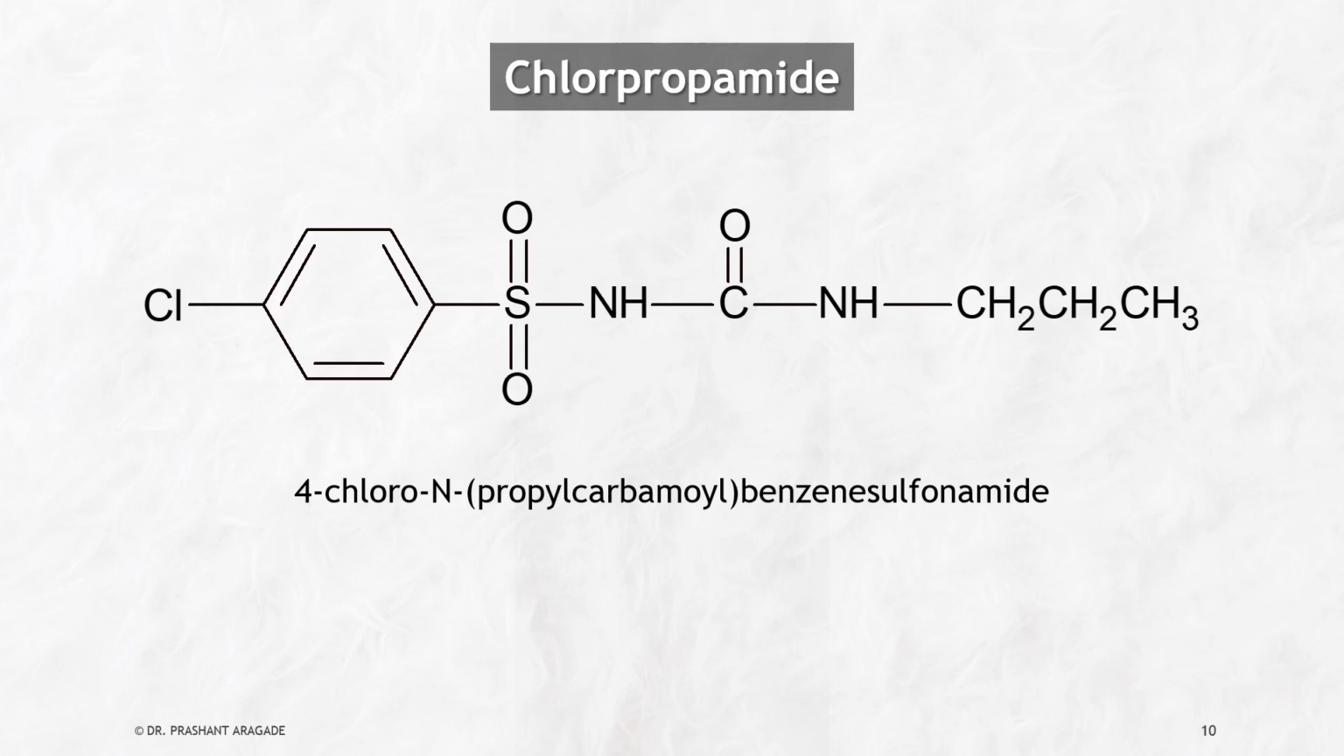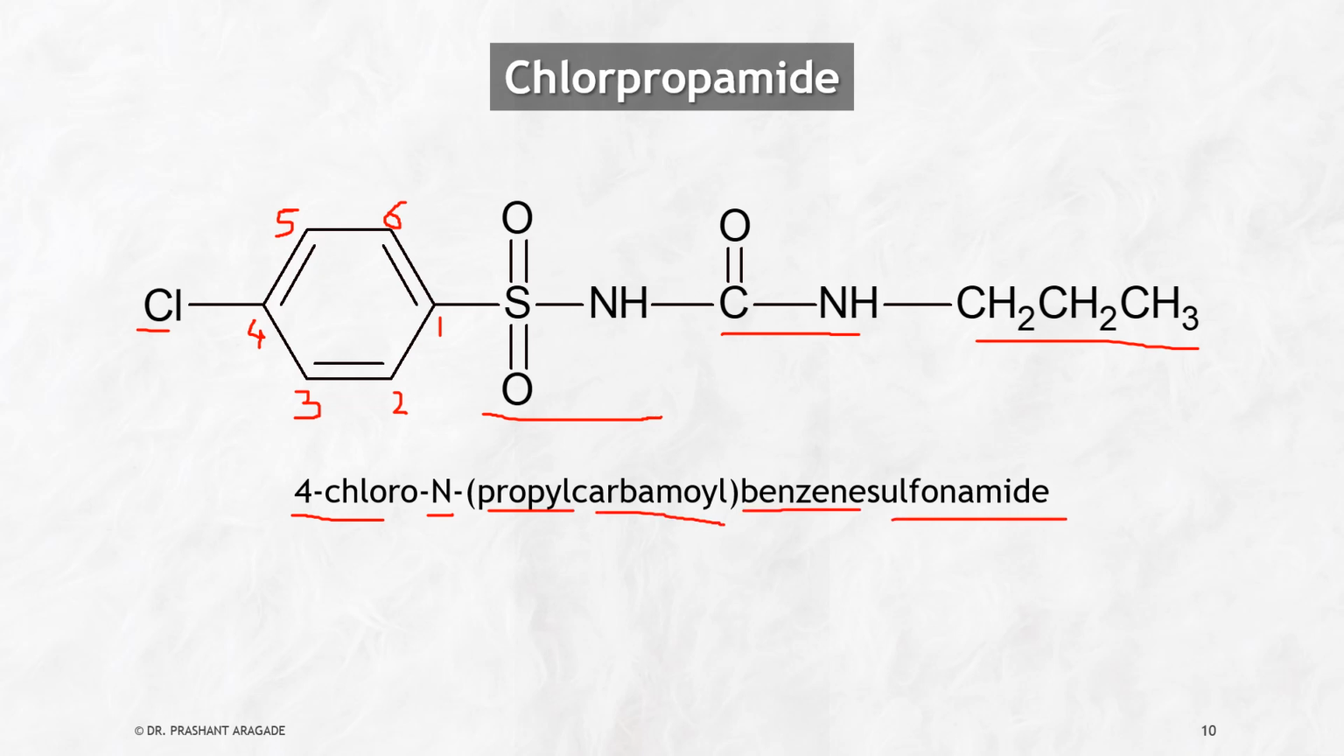So you can start the numbering from this carbon atom: 1, 2, 3, 4, 5, and 6. So chlorine is at the 4 position on the benzene. This is sulfonamide, this is carbamyl, and this is the propyl group. So the chemical name of chlorpropamide is 4-chloro-N-(propylcarbamyl)benzenesulfonamide.